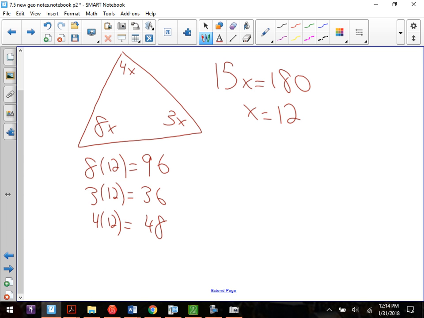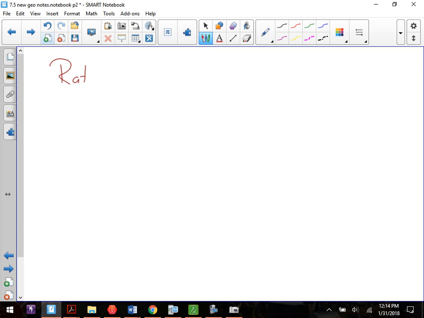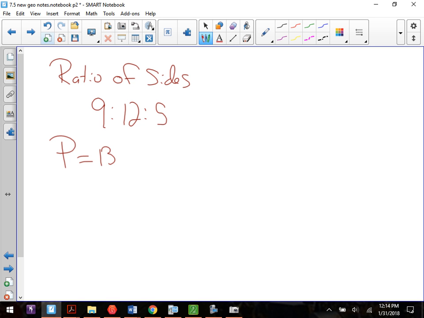So on number 2, it talks about the ratio of sides. Let's talk about the ratio of sides. We're given it as 9, 12, and 5, and the perimeter of the triangle is 130. This idea of the ratio of the sides, the work of that versus the work of working with the ratio of the angles, it's the same exact problem, except it just tells you a different sum. It tells you it adds to 130.